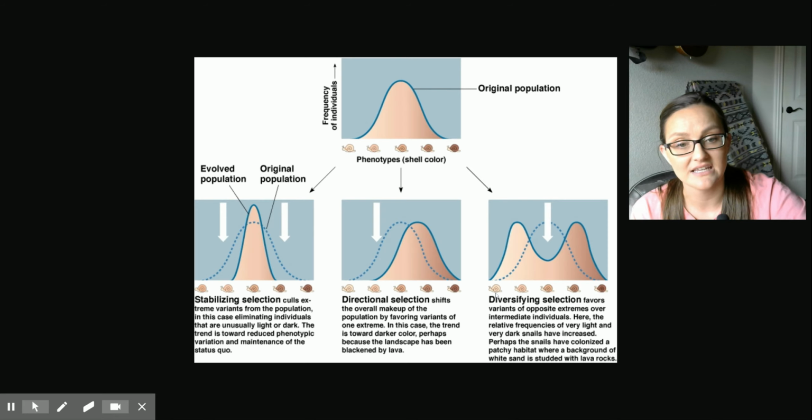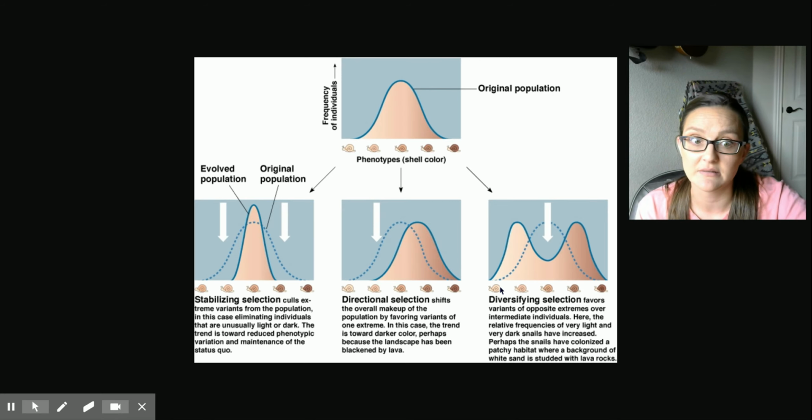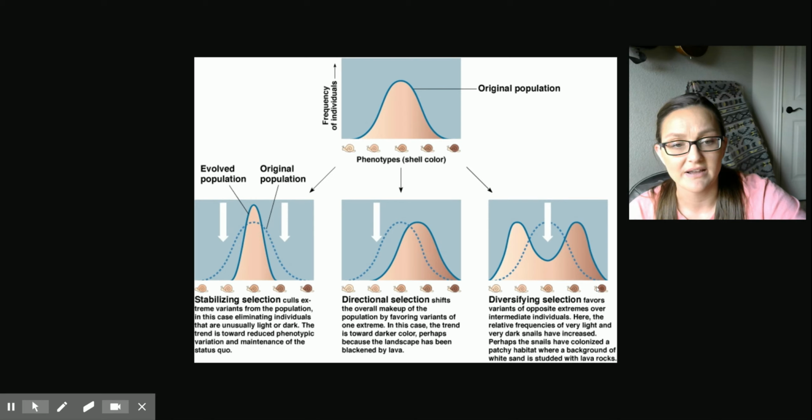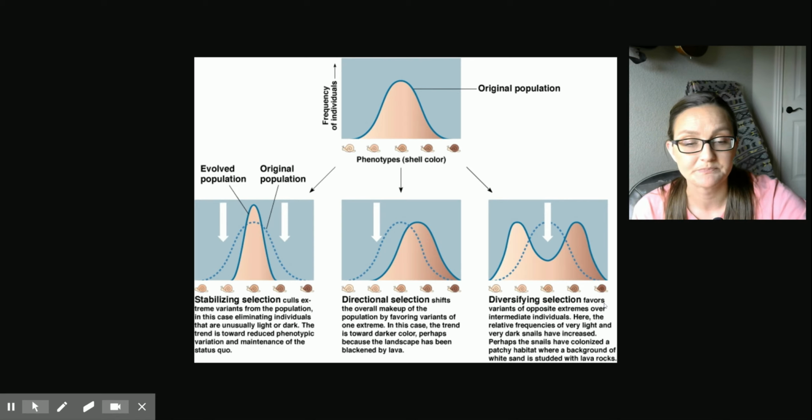Now, this only works if the white mice or the light tan mice stayed on the sand. When they moved to the lava flow, they did get eaten by predators. So they sort of figured out where they blended in the best. Likewise, if the dark mice moved to the light sand, they were going to get eaten. And so they learned to stay on top of the rocks for the majority of the time.